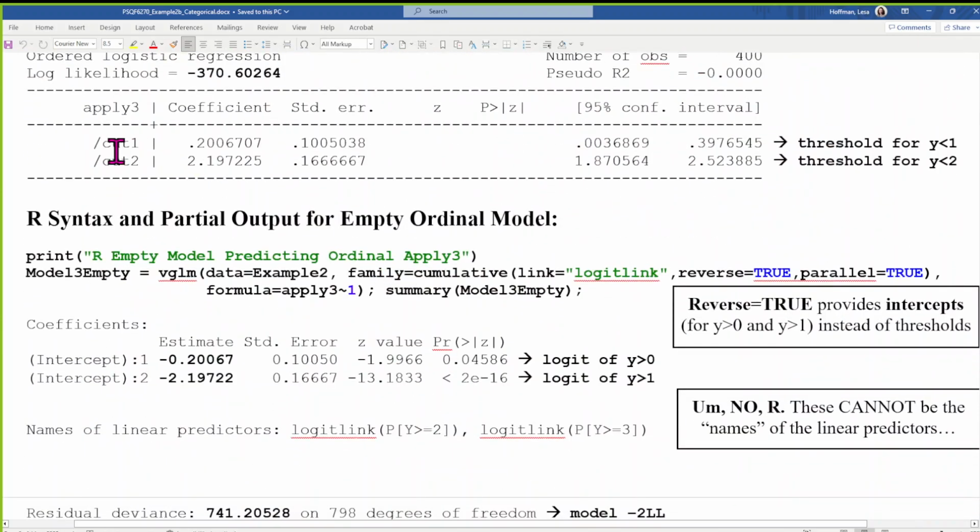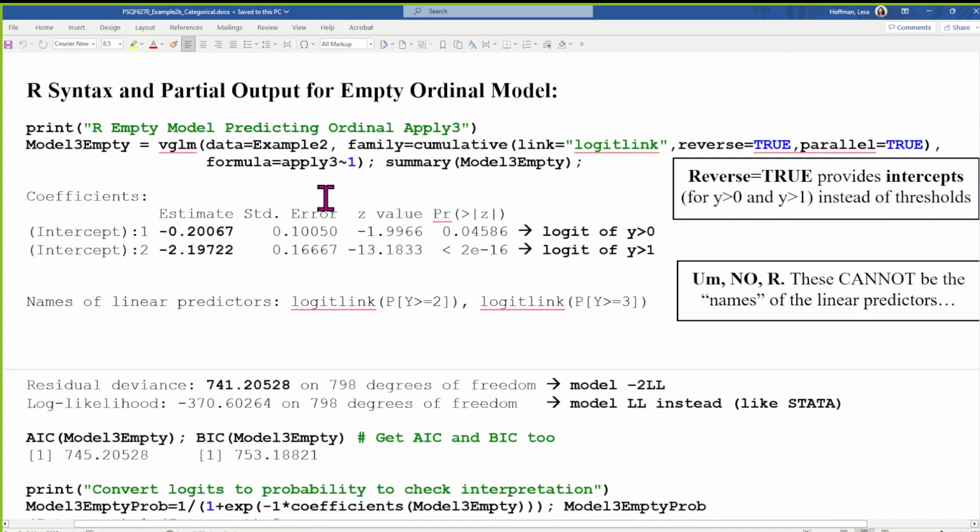So cut in Stata, these are thresholds. This is the logit of the probability of the lower category instead of the upper. Okay, so from this point forward, thresholds are gone. Just wave goodbye. We're going to predict the higher score, just like every other linear model on Earth.